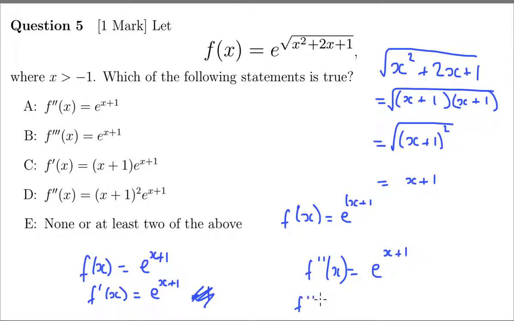So f triple dash x is going to be e to the x plus 1, which means A is true and B is true. C is not true and D is not true. But that means it's E that's true, that at least 2 of the above are true. So I'm guessing they want you to write E, but really we should say A, B and E, but because we're only allowed to tick one box, we're going to go with E.